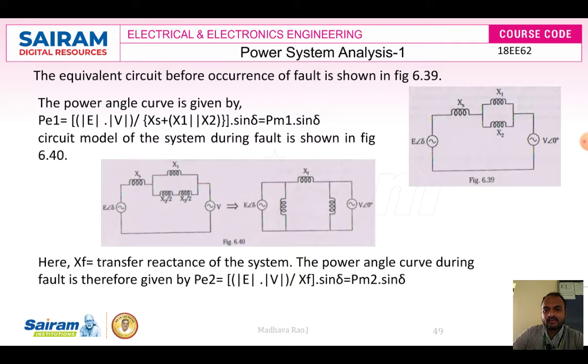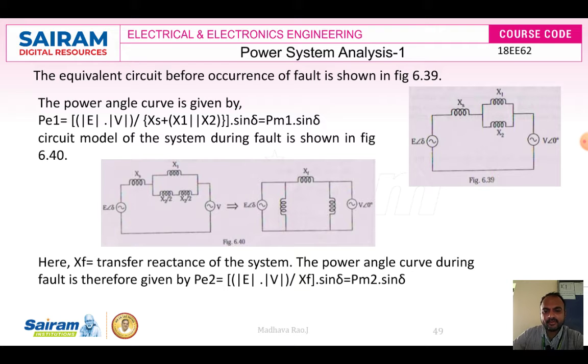Here the power angle curve is P1 equal to modulus of E into modulus of V divided by Xs plus X1 parallel to X2, times sin delta, that is P1 sin delta. Now the fault occurs. Without fault, X1 and X2 are parallel. During the fault, X2 is changed into two values, X2 by 2 and X2 by 2.